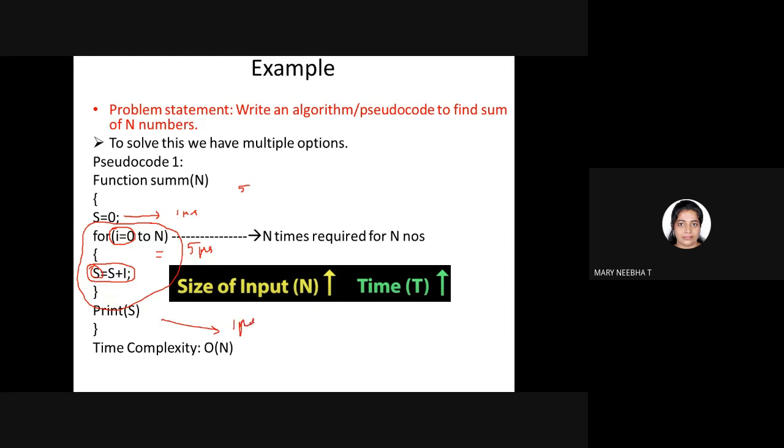So totally how many microseconds are needed for execution of this program, if I'm giving 5 numbers to add? Tell me. You're saying 7, ma'am. Okay, fine. So 5 plus 1 plus 1, so 7 microseconds. So totally you need 7 microseconds for execution of this program.